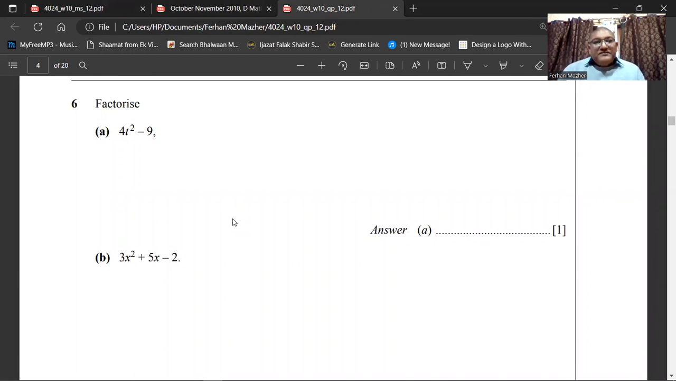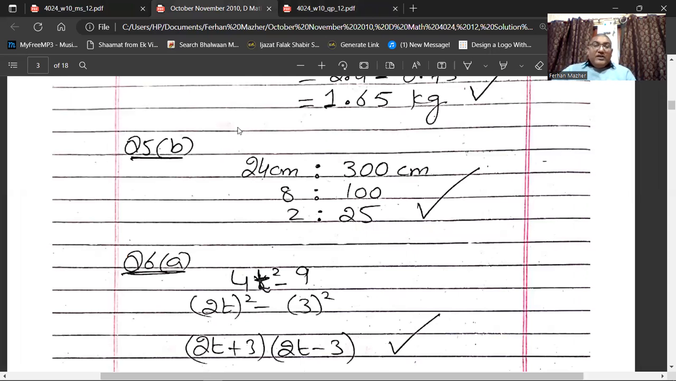Question number 6. Factorize. A part is 4t square minus 9. You see these two terms are perfect squares, and you have here a situation in which you are going to take the difference of the two perfect squares. So a square minus b square is equal to a plus b, a minus b.